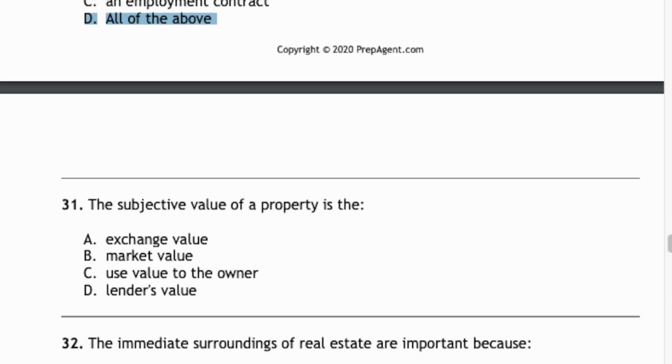The subjective value of a property is the A, exchange value. Keyword here is subjective. B, market value. C, use value to the owner. Or D, lender's value. The answer is use value to the owner because it is subjective to that certain individual's interests and desires. So, since value sometimes depends on the use by a specific owner, it tends to be considered subjective.